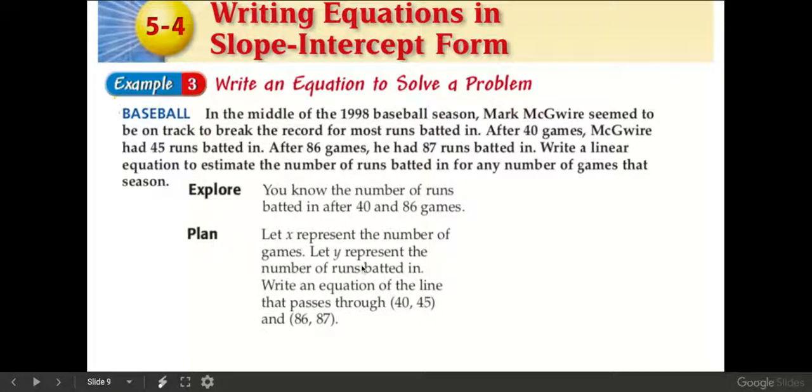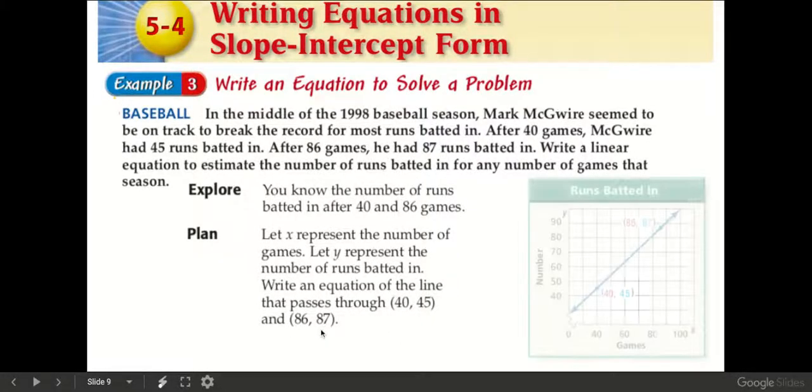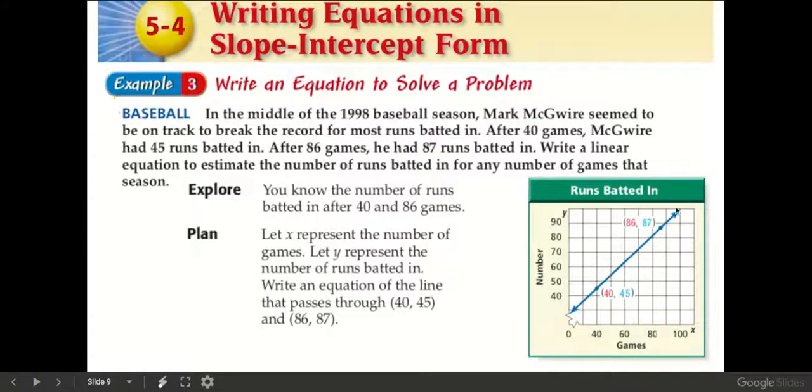We're going to let y represent the number of runs batted in. And we're going to write an equation of a line that passes through the points (40, 45) and (86, 87). So 40 games, 45 runs batted in, and 86 games, 87 runs batted in. If I were to look at it on a graph, it would look something like this.